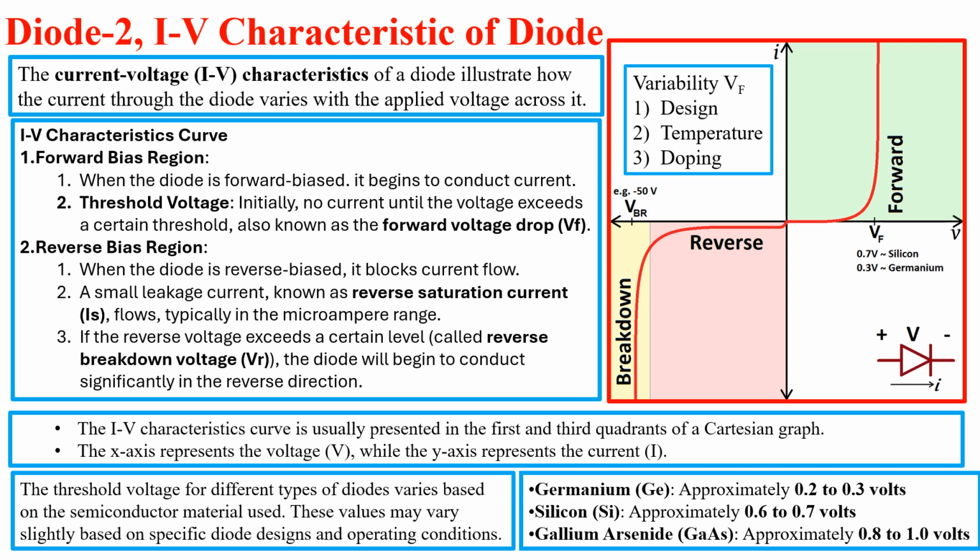Doping level is another important factor in the variability of the threshold voltage. The level of doping in the semiconductor material can also influence the threshold voltage. A higher doping concentration can lead to a lower forward voltage drop.